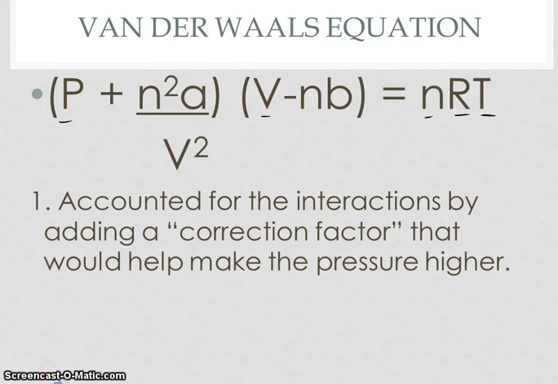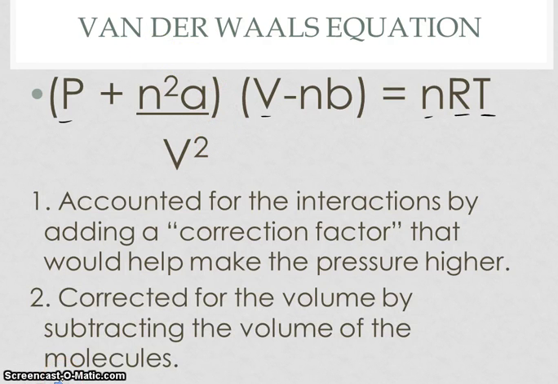Our first correction factor accounts for the fact that there are interactions between the particles. And the correction factor will help to make the pressure higher. In other words, particles don't just exert a pressure on the container, but they also exert a pressure on each other. And adding those two values together would give us a more ideal value for pressure. Our second correction factor deals with the fact that particles do take up space in the container. So we're going to subtract the volume of the molecules from the volume of the container, and that will give us a better reading of the volume of the ideal gas.